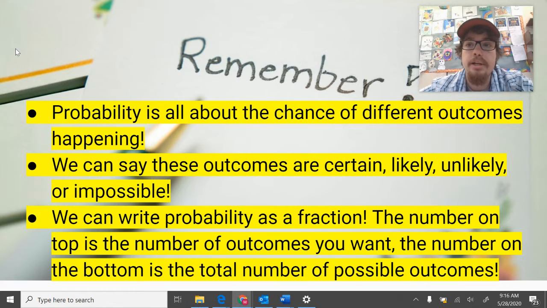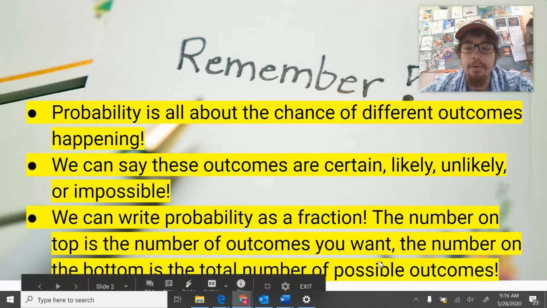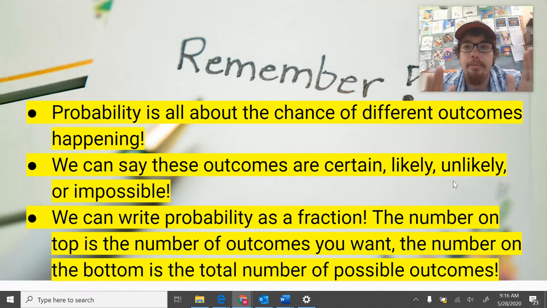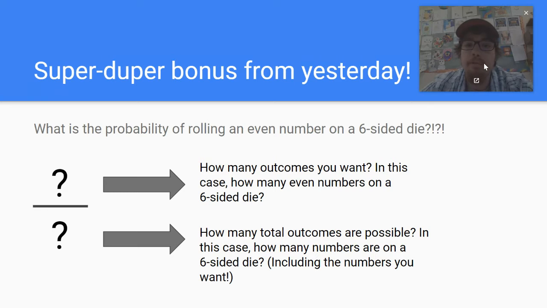Most of the problems yesterday, we just were talking about one specific outcome. And the number on the bottom is the total number of possible outcomes. Remember, possible is very important there. They have to actually be possible for them to appear in the probability fraction. So first thing we're going to do is talk about that super duper problem from yesterday.